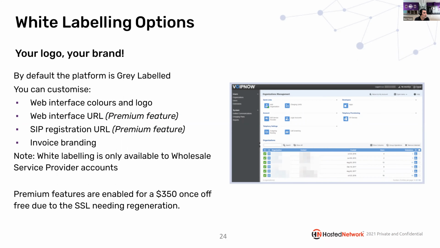They won't see Hosted Network on there, but you can brand it at no additional cost with your colors or your logo. I'm sorry, a question came through and I started reading it. If you want to add your own domain name in there to register handsets and things like that against it, there is a once-off charge of $350 because we have to regenerate and reconfigure the web services and regenerate the SSL for that. Anything else there, Dylan? No, that's pretty much everything.